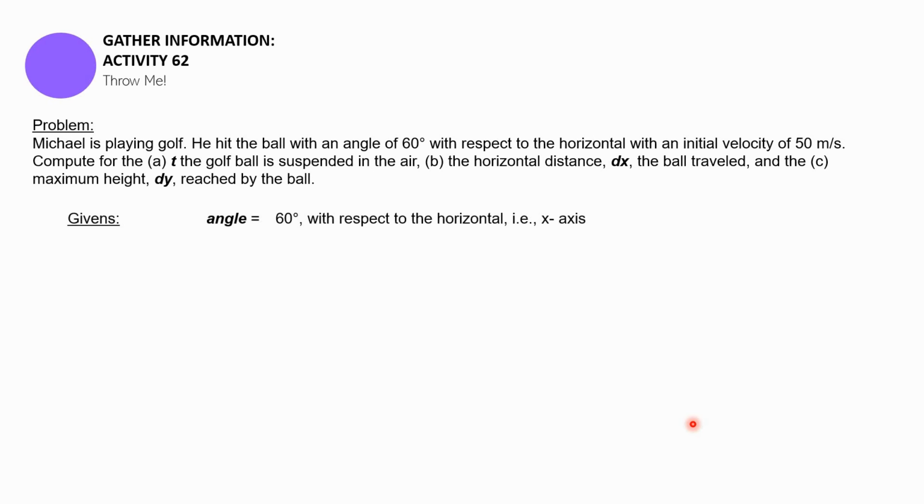So you have the following givens. First, the angle that we are working with is 60 degrees with respect to the horizontal, that means to say the x-axis. And then the initial velocity was also given: 50 meters per second. Vy is also given because, remember, it was launched with respect to the horizontal. So the velocity with respect to y is going to be equal to 0. And for gravity, that is the acceleration due to gravity, which is also given: 9.8 meters per second squared. It is negative because the motion is downward.